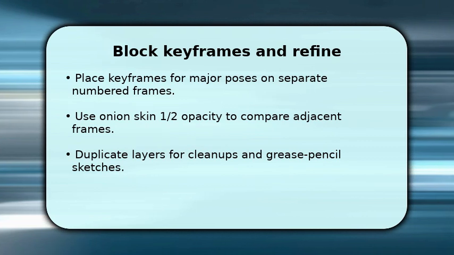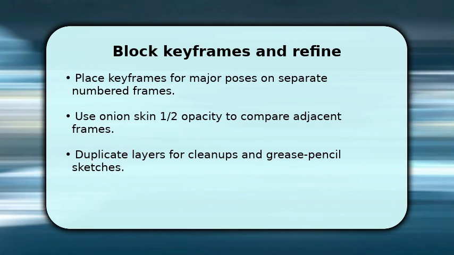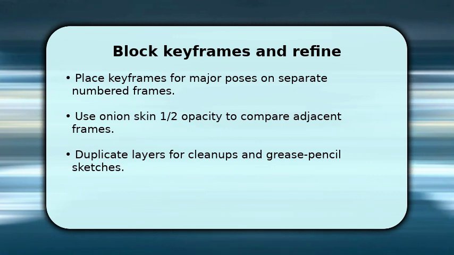Once key poses are set, create a new in-betweens pass. Duplicate the key layer, lower opacity, then draw breakdowns between keys. Make clean line work on a top layer using vector or stabilizer brushes. This keeps lines editable and ready for coloring.